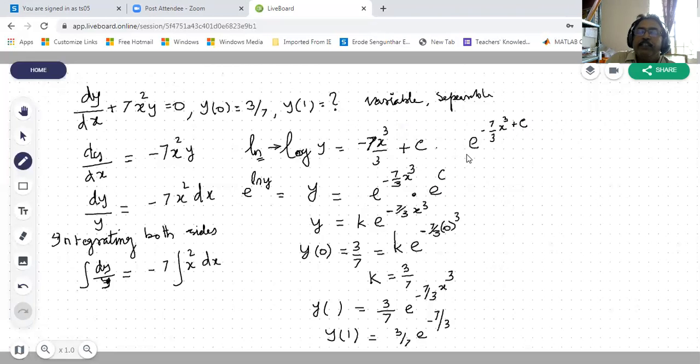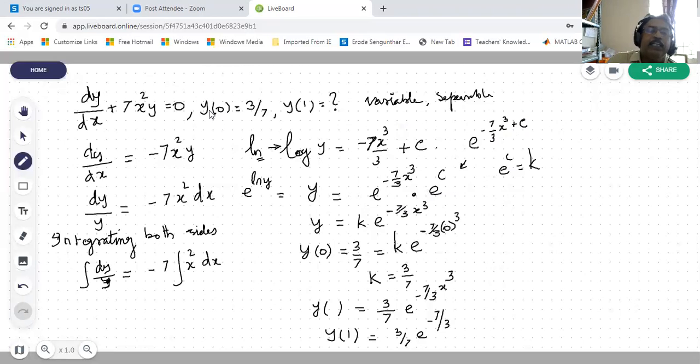It is written like this, right? This e power c can be taken as a constant. It is another constant k. So y is equal to k e power minus 7 by 3 x cube.